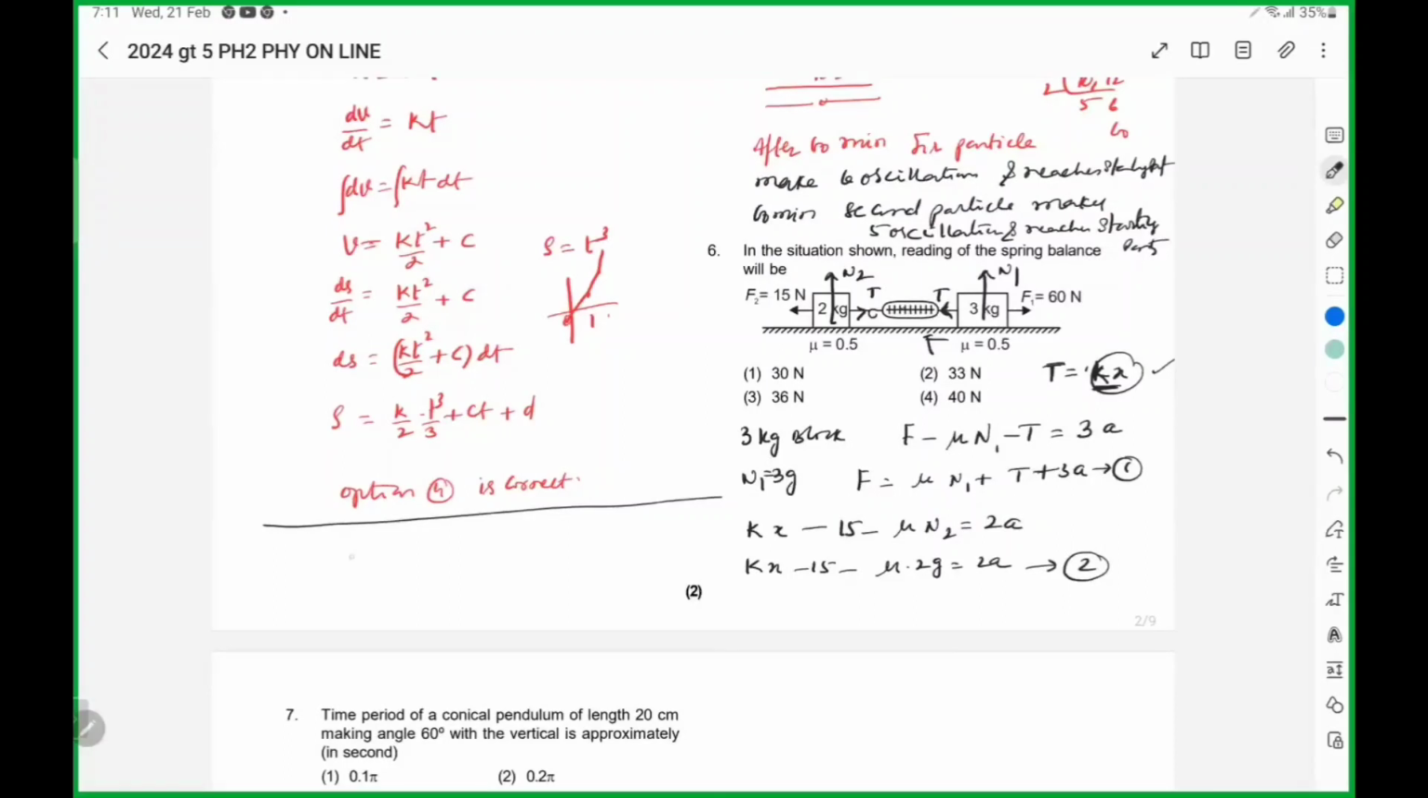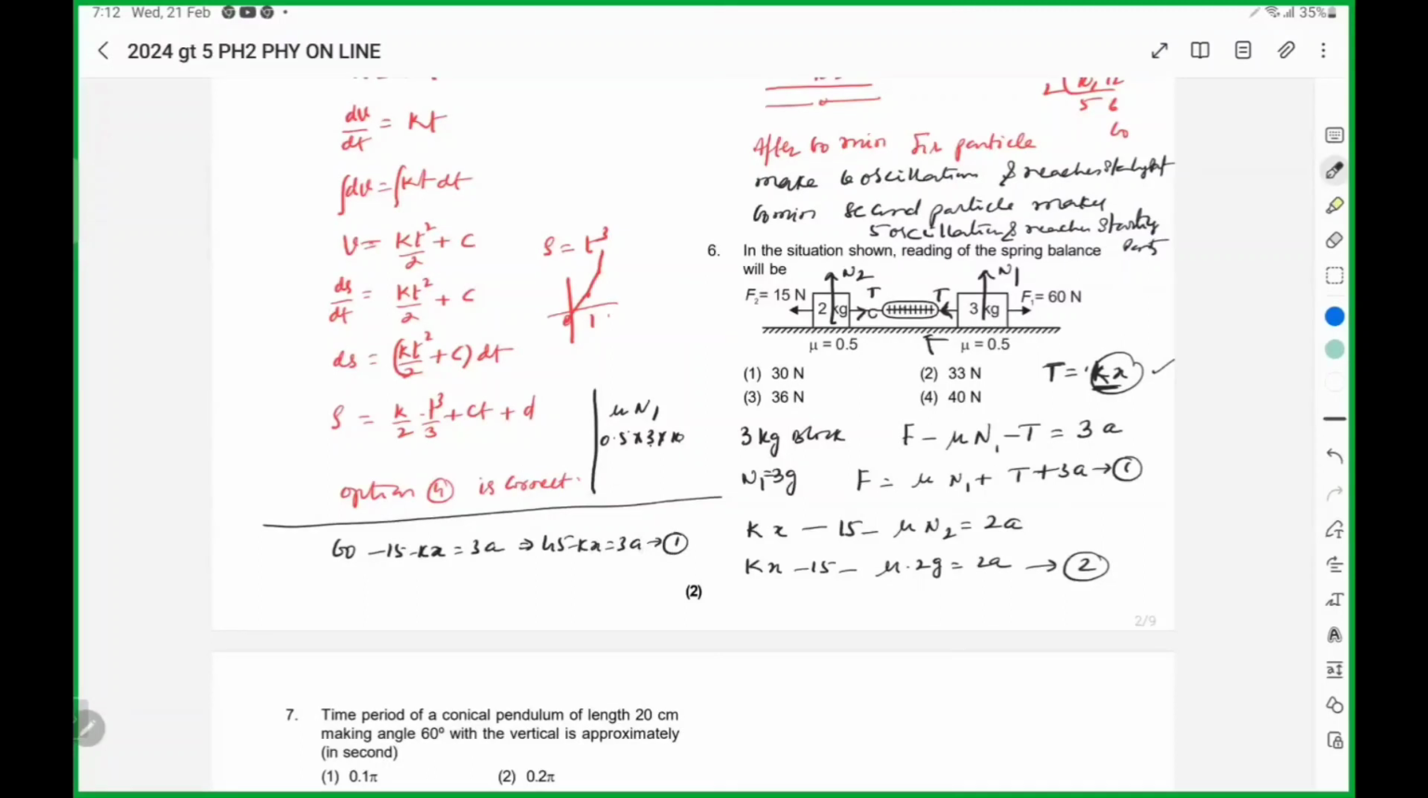So first equation: 60 minus mu N1. Here mu N1 is 0.5 into 3 into g, that is 15. So 30 minus Kx is equal to 3A. That is 45 minus Kx equals 3A. Say equation 1.